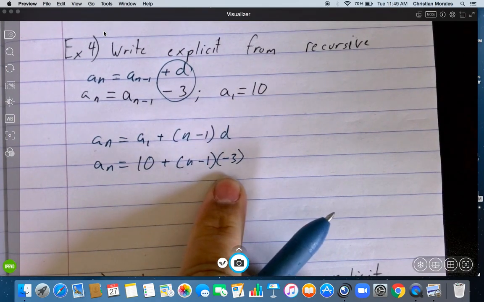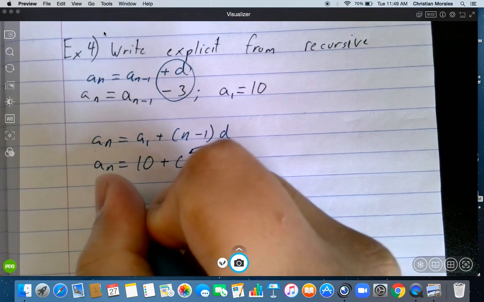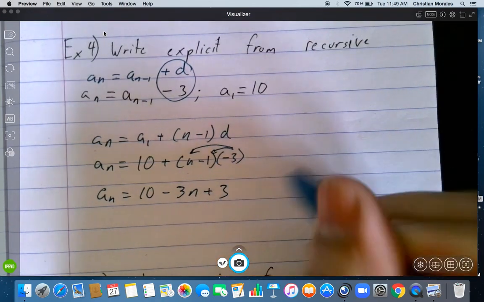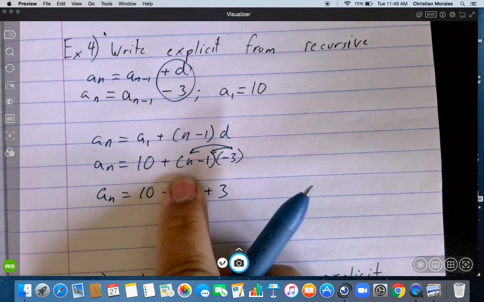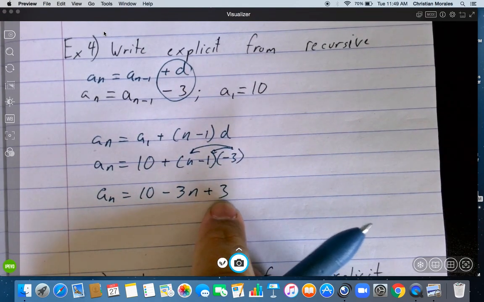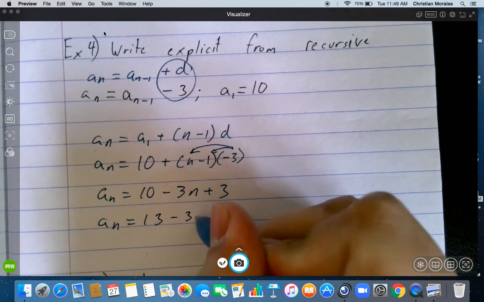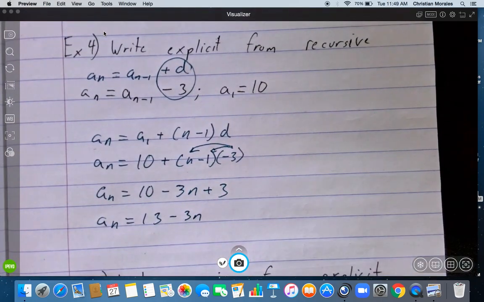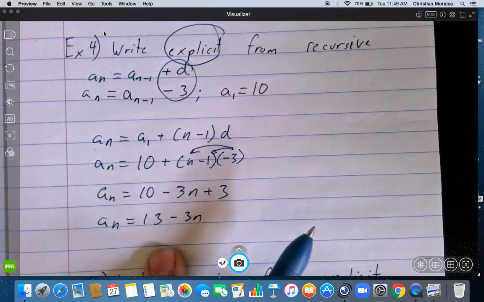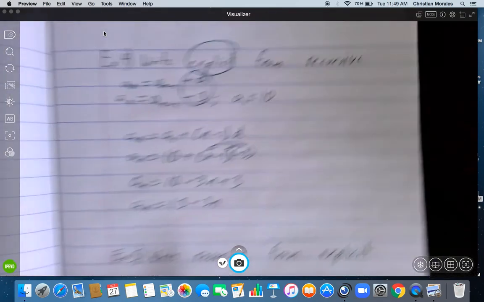So now we have to change this. So we're going to distribute. Remember, got to multiply both of them. So you get -3n and +3 because a negative times a negative is positive. This 3 will combine with the 10. So now this is what it looks like. And that is your explicit. So you took the recursive formula and you just wrote it now as explicit. Now you can solve for any term you want. All right, let's switch it around.